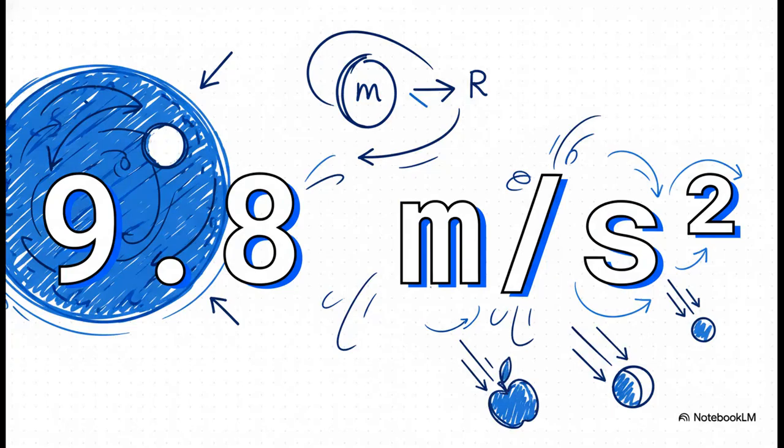So, if we put the values for the mass of the Earth and the radius of the Earth into that formula, we get the standard value for g, and that value is 9.8 meters per second squared. Please remember this number. You will be using it again and again in your numerical problems.